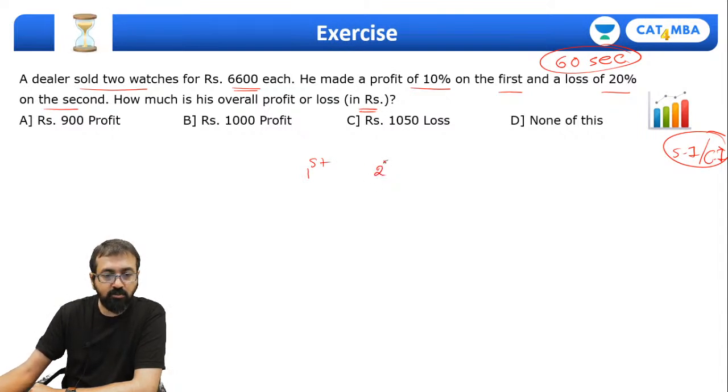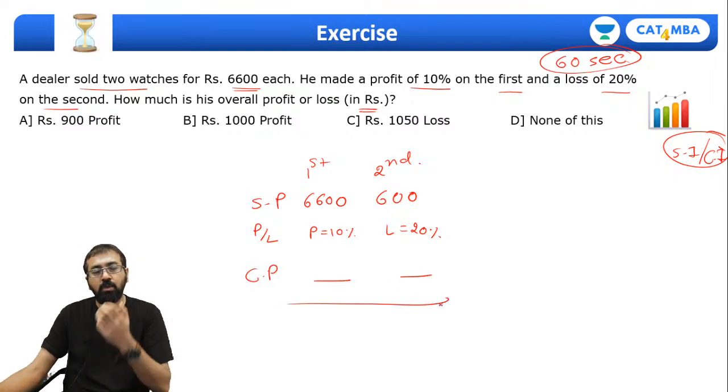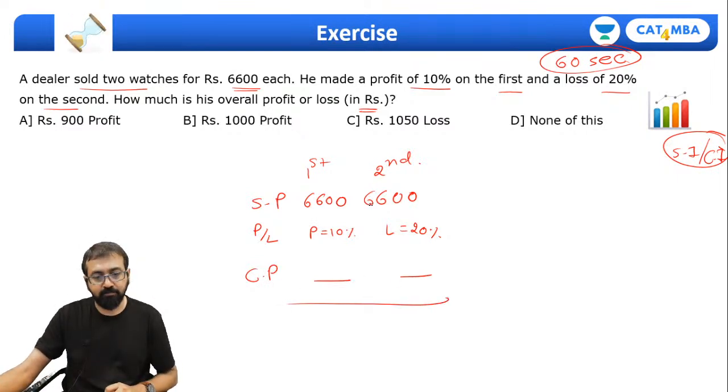So first watch, second watch, we know the selling price of both is 6600. Okay, on the first watch we have made a profit of 10%. On the second he incurred a loss of 20%. Now can you quickly tell me what are the costs? Now this is what you need to do. What are the costs?